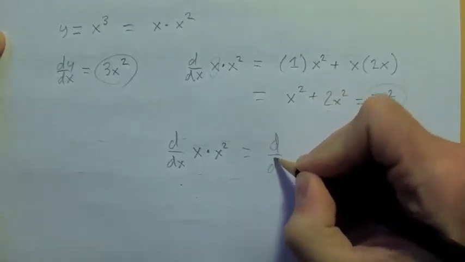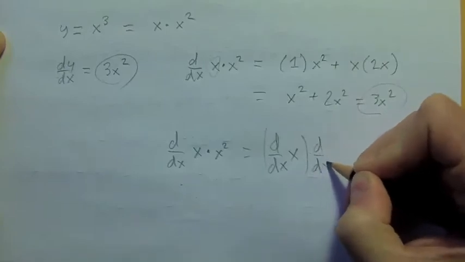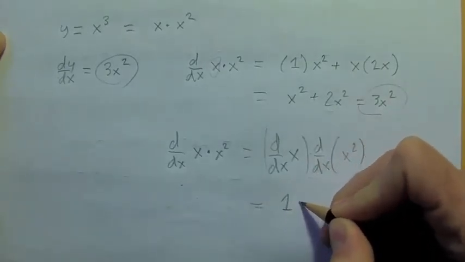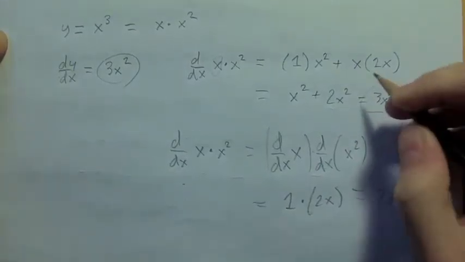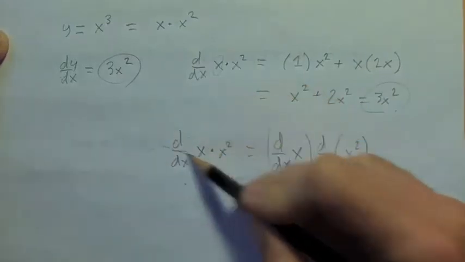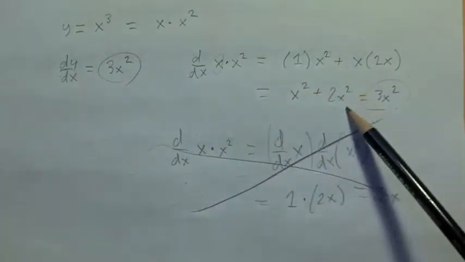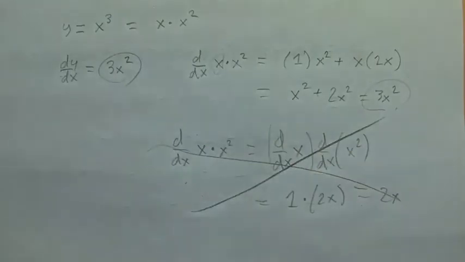If we just say that this is the derivative of x times the derivative of x squared, we actually get that this is 1 times 2x, which is 2x, which does not equal either of these. So this is the one that's incorrect. So we have two properties showing us that the derivative of x cubed is 3x squared.